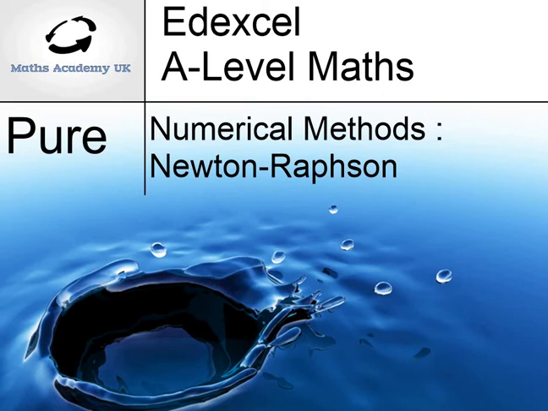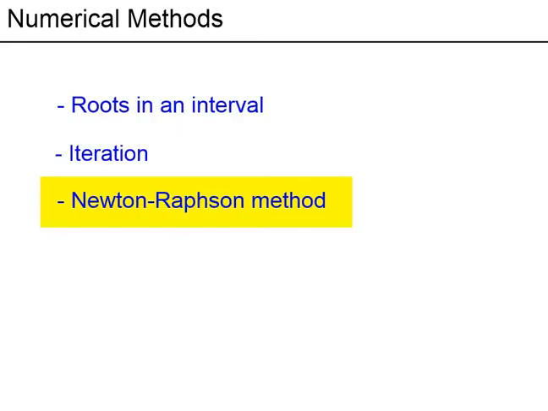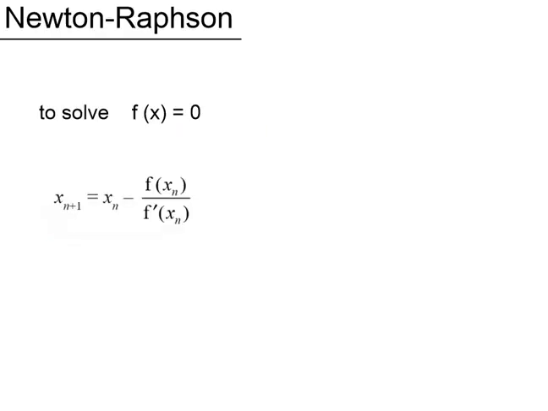Numerical methods, the Newton-Raphson method. To get a numerical solution to an equation of this form, you basically take all of your terms to one side, so you've got 0 on the other side. You use this iteration formula. It's given in the formula book. There's a condition: the derivative f dash x cannot be equal to 0. If it's 0, you end up dividing by 0, which is going to cause problems.